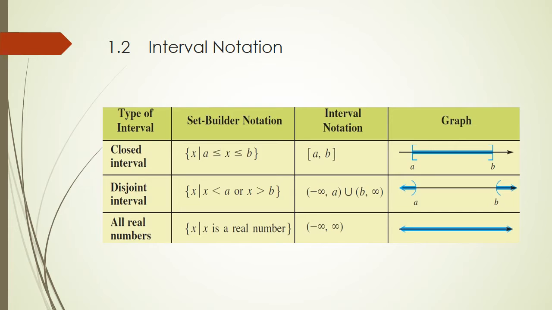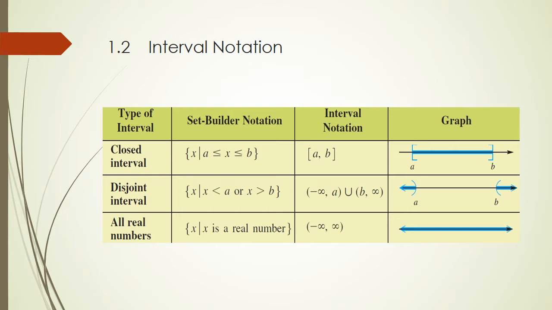Okay, this is the rest of the chart. The first thing we have is a closed interval. Closed intervals are when both parts, both ends, are included in the answer. You're using brackets around both of them, you have equal to symbols under both inequalities.